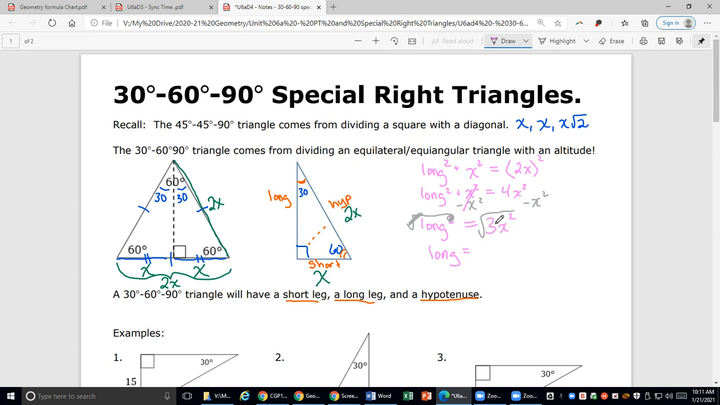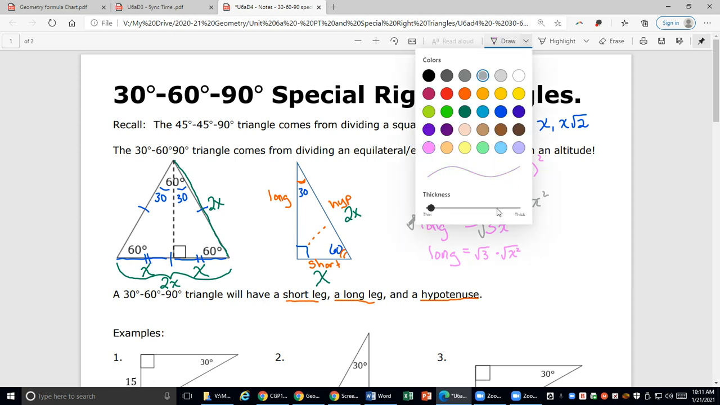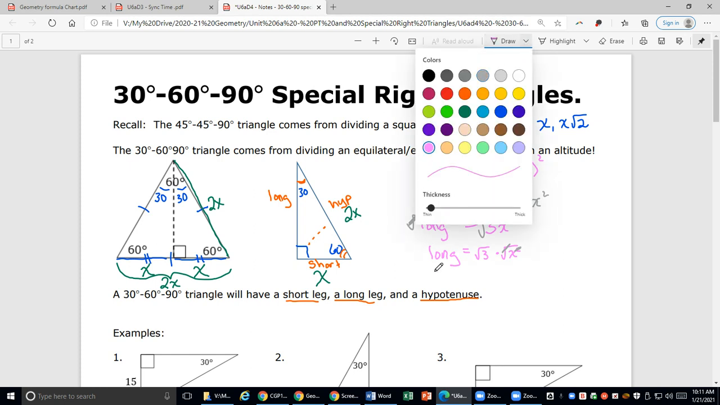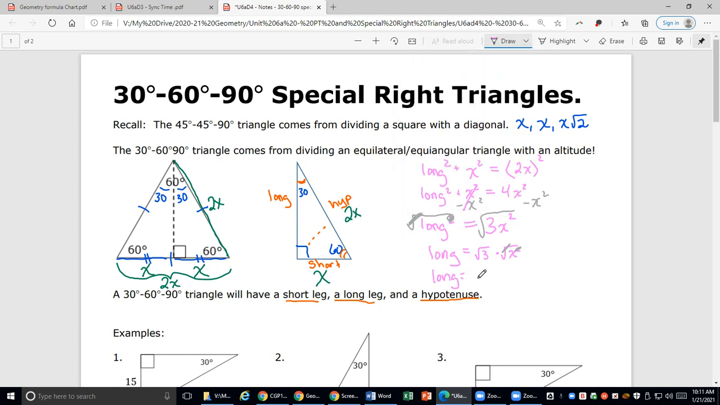Now to simplify that, you can't just square root part of it because you can't square root that 3 without getting an ugly decimal. So I'm going to rewrite this as the square root of 3 times the square root of x squared, because that I can simplify part of it. I know that squares and square roots cancel, right? That's how I knew that this became just the long leg without the square or the square root on it. So this is really just the square root of 3 times x. So my long leg is the square root of 3 times just a plain old x.